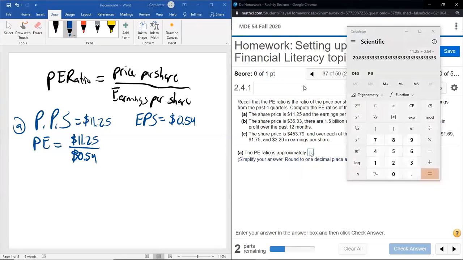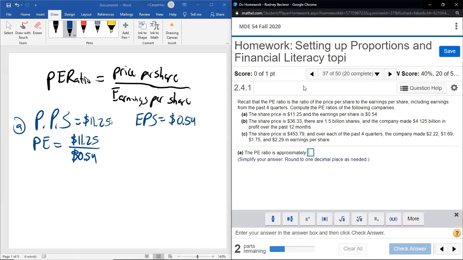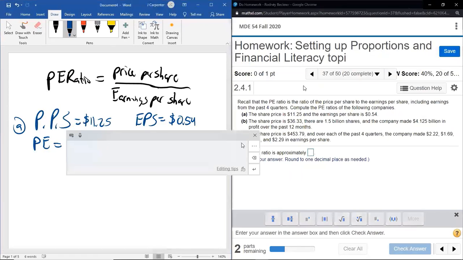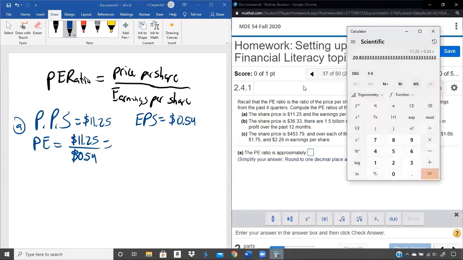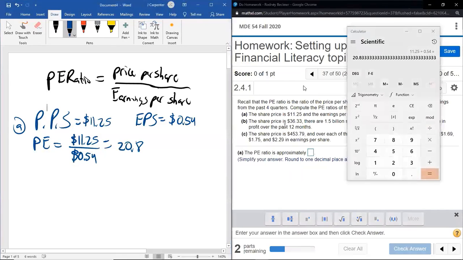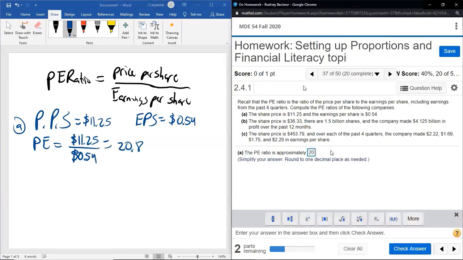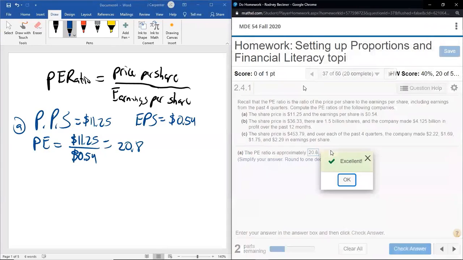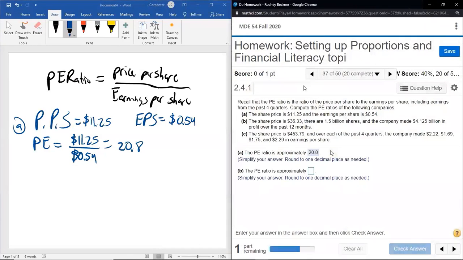All right, so rounding to 1 decimal, that would become 20.8. Now, it's not dollars. What we're going to talk about in chapter 3 is how units cancel when they're on top of each other like that. It's actually a unitless value. Let's see if that's right. We got it right. 1 down, 2 to go.